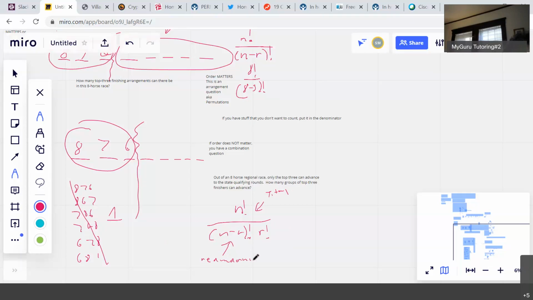Redundancy for everything below. Everything below 6, if that makes sense, right? And that is the redundancy of the group size itself. Because you don't want to count all 6, you only want to count it as 1. Redundancy of group size.